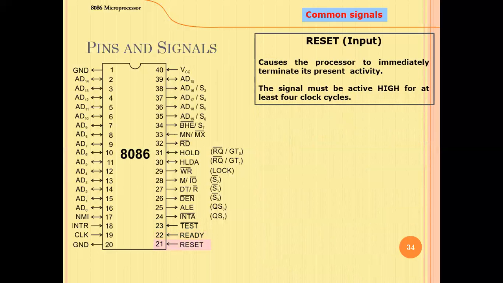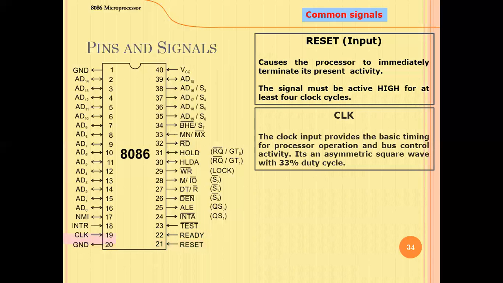Now reset. During operation, something may happen to the microprocessor, maybe a power failure, maybe the power is at a dangerous level, then we need to stop its execution immediately. Then we are going to use this reset button. This should be active for at least 4 cycles for resetting the entire 8086 operation.